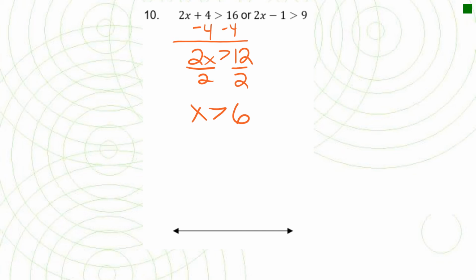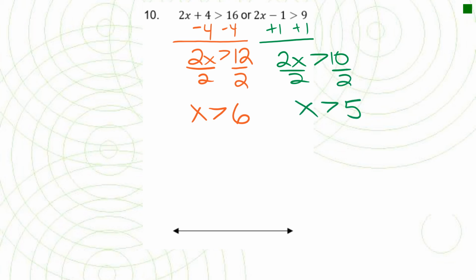Okay. Moving on to my other one, I have 2x minus 1 is greater than 9. I add 1 to both sides, and I get 2x is greater than 10. Divide by 2, I get x is greater than 5. All right, now it's time to put them on the number line. So I put my smaller number on the left, which is the 5, my larger number on the right, which is the 6. And then I graph them both.